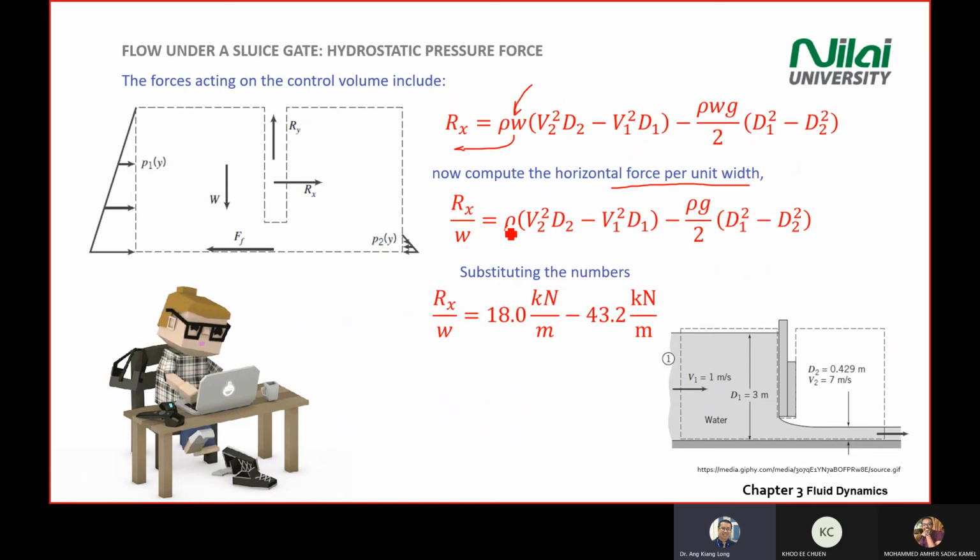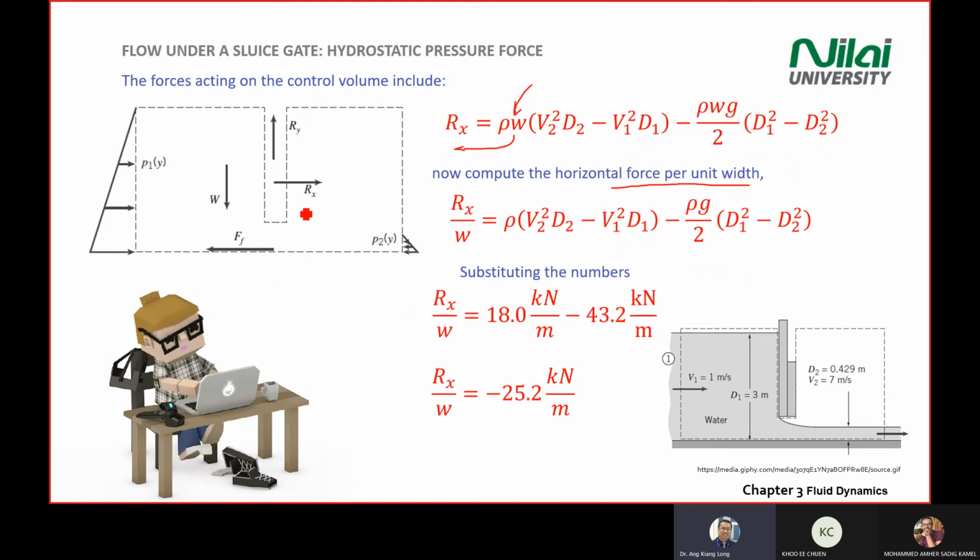So in the exam, you need to show what values you use in the steps, and then at the end, you arrive at 18 minus 43.2. You will get Rx over W equal to minus 25.2 kilonewton per meter. So this is your Rx direction. Your Rx value is negative 25.2 kilonewton per meter. The negative sign means that in reality, the direction is to the left, yeah? But if you want to use the free body diagram again in this direction, make sure you carry the negative sign together, yeah?